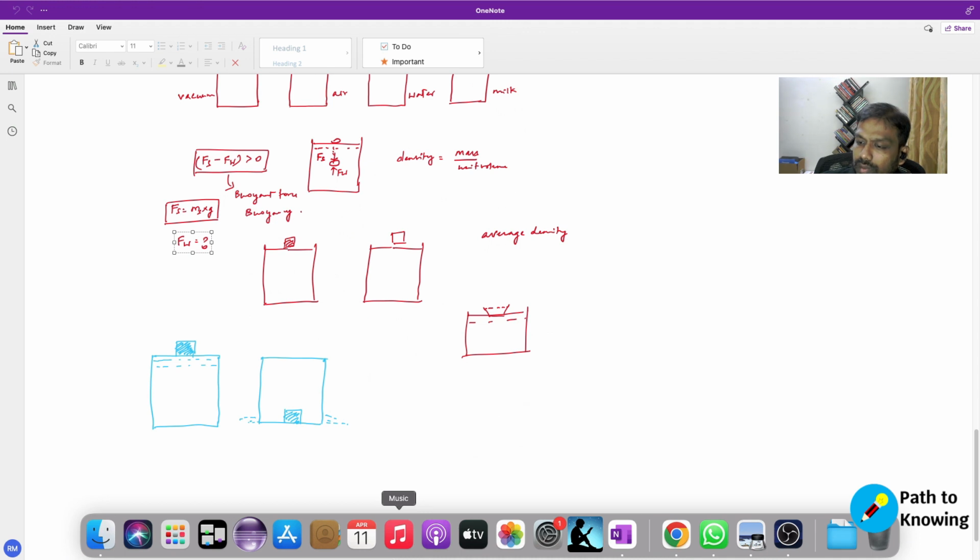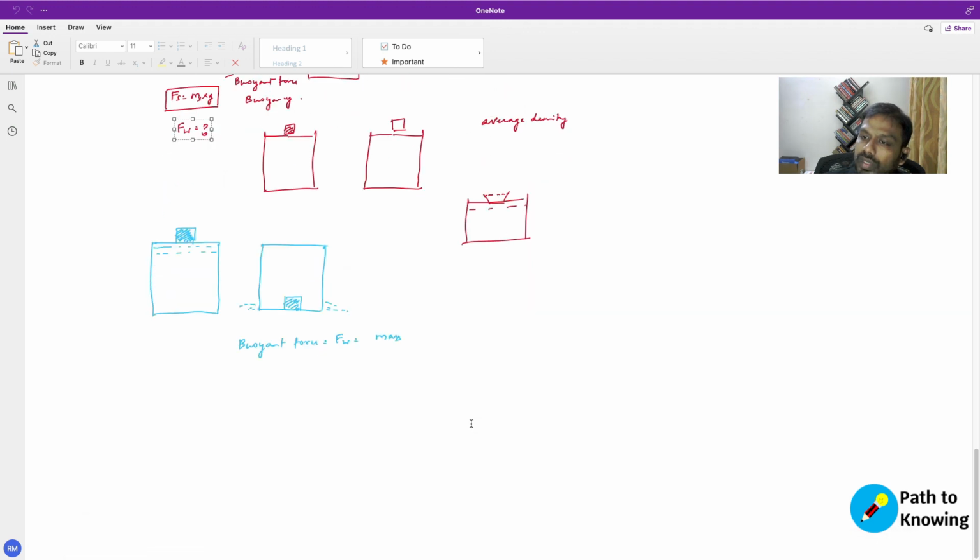So if I take this, the buoyant force, or Fw, is equal to the mass of the displaced water times gravity, right? Mass of the displaced water times gravity. And how do you know the mass of the displaced water? You can equate this to the density of the water times the volume times G, right?